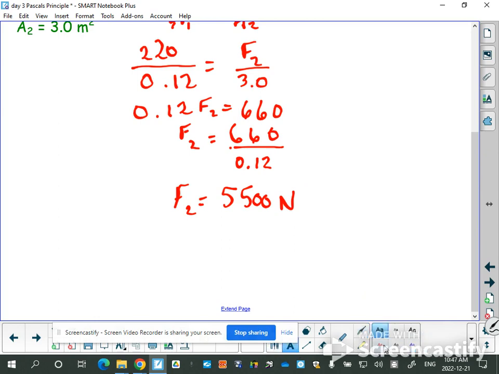And you can see I get much more force because I have a different area. This is just utilizing the fact that the pressure is even throughout the liquid.